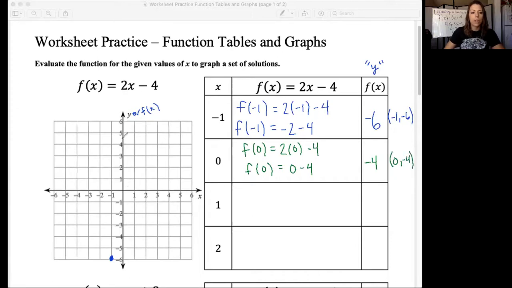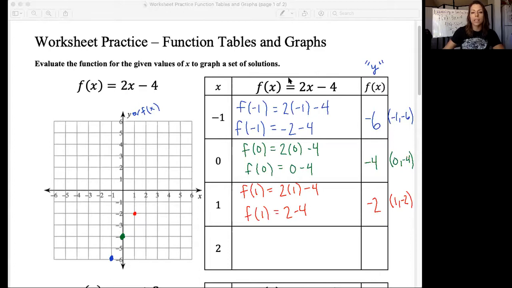So coming over here, our output y is 0, input -4. 2 more points to go. Over here, f of 1 is 2 times 1 minus 4. f of 1 is 2 minus 4, and 2 minus 4 is -2. So our input was 1, our output's -2: 1, -2.